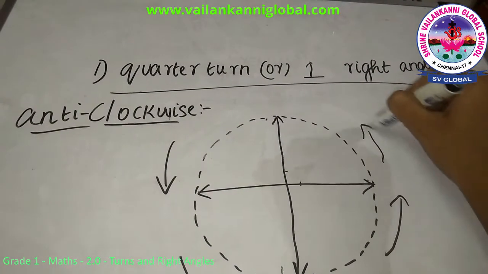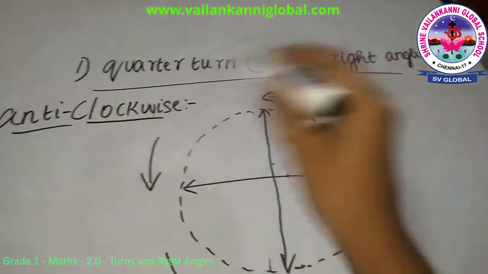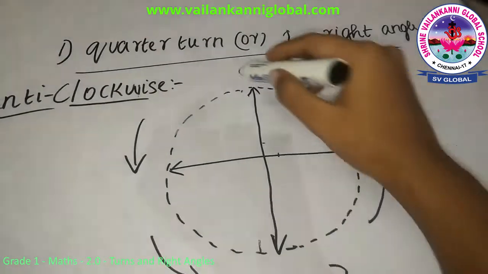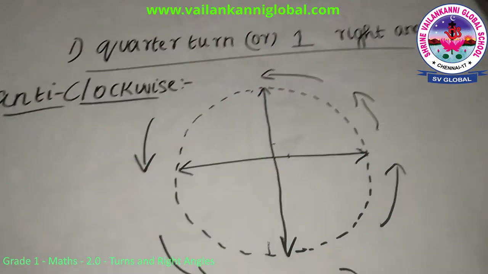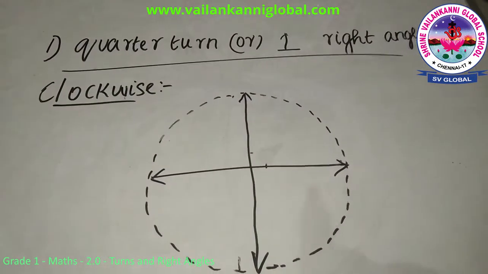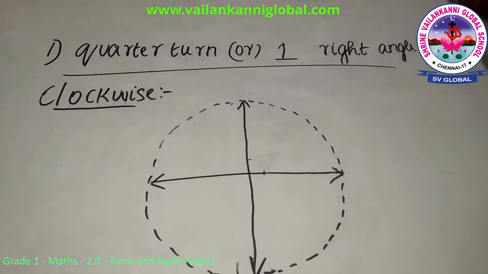Okay, so your anti-clockwise will be just the opposite side. Clockwise will be towards the right, anti-clockwise will be towards your left. So we know that we made a right angle checker.